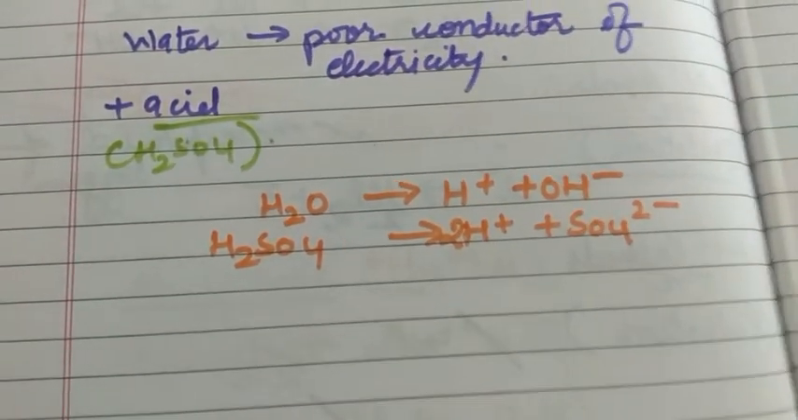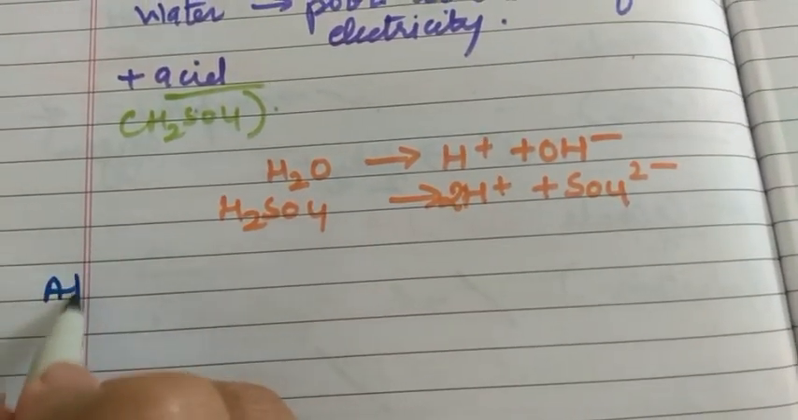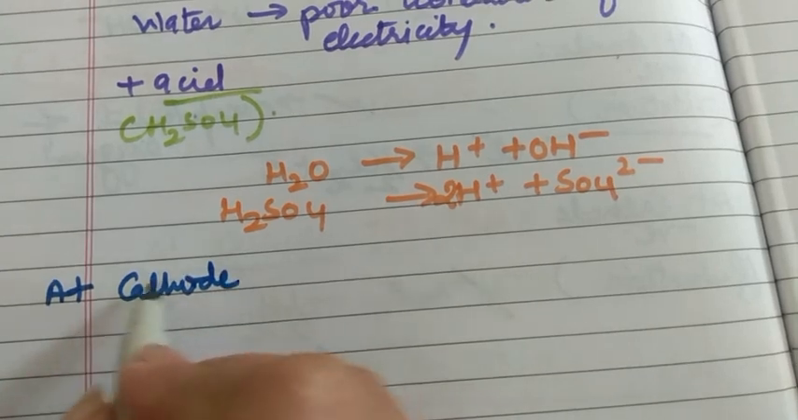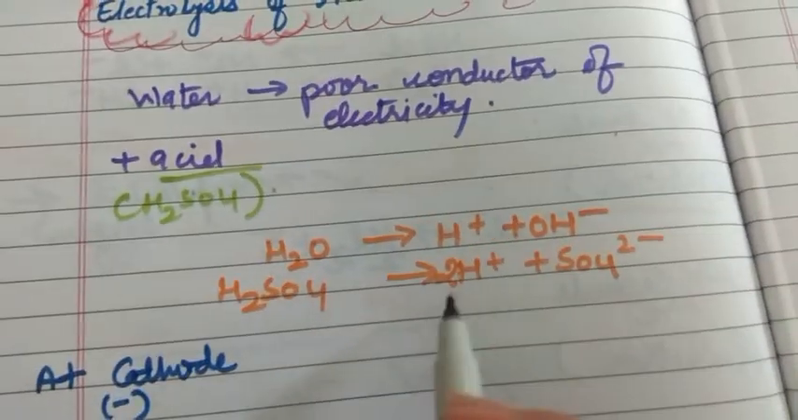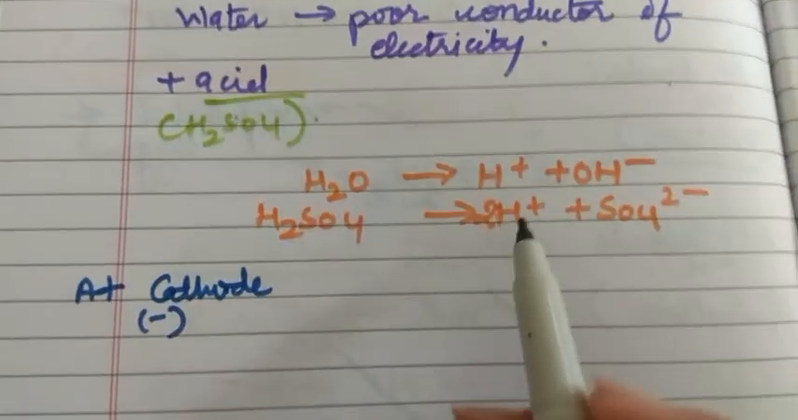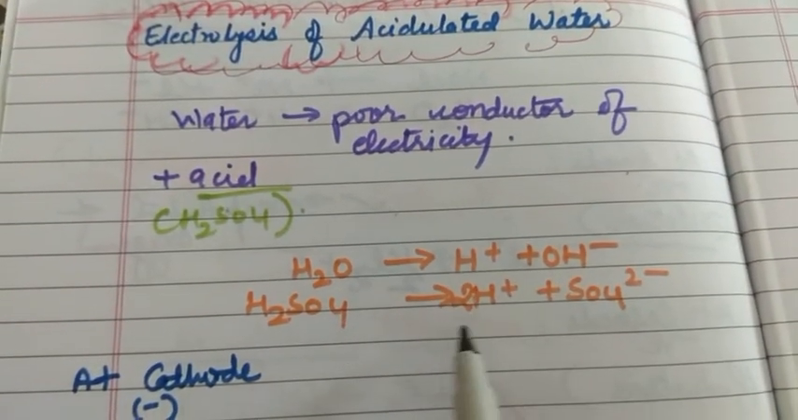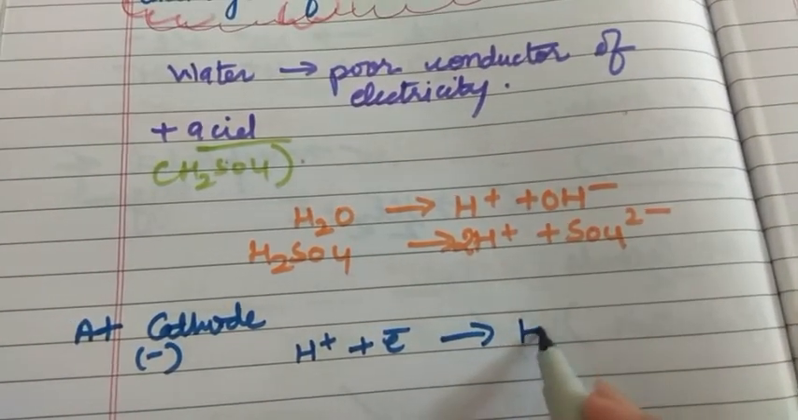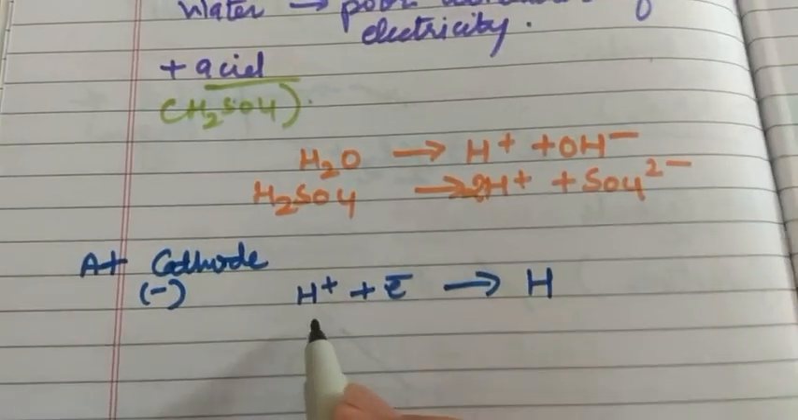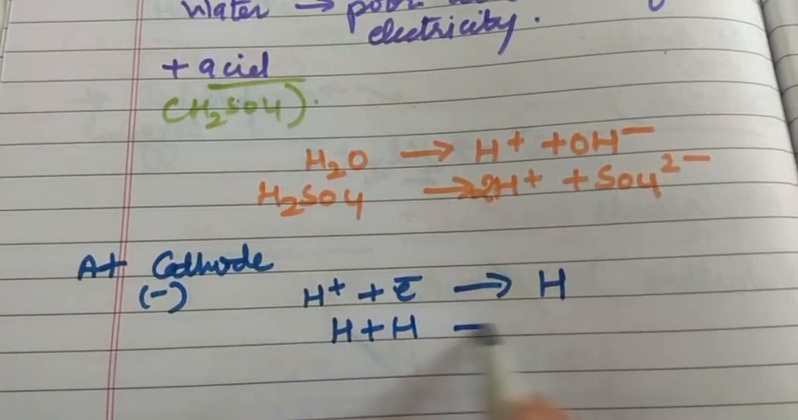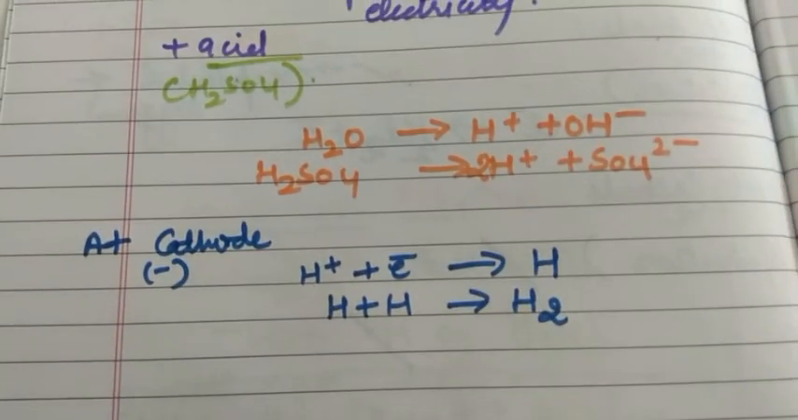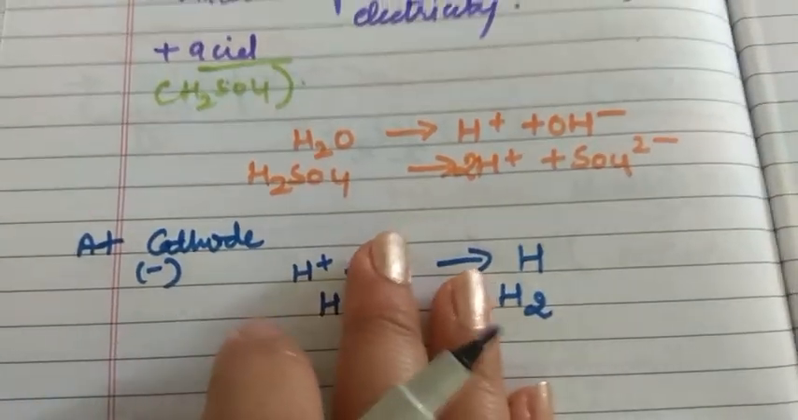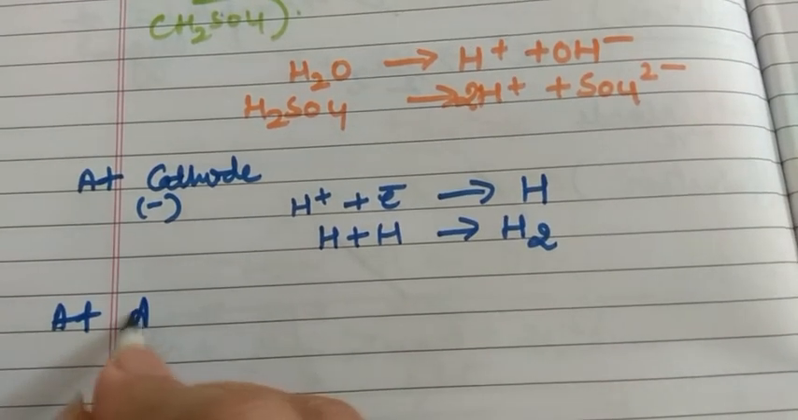Now we will see the reaction. First, let us take the reaction at cathode. Cathode is negative, so the positive ion will migrate, and here the positive ion is only H+. So there is no competition between ions. H+ plus electron will give H, and as we know H is not stable, therefore H plus H will form H2. So this is the reaction at cathode.